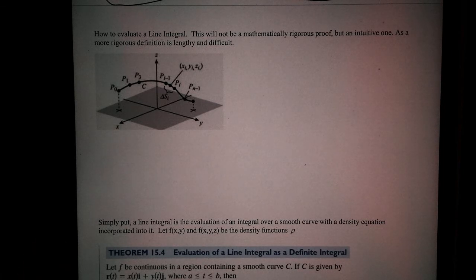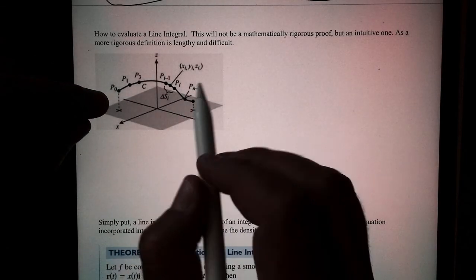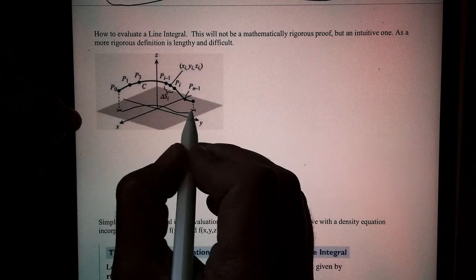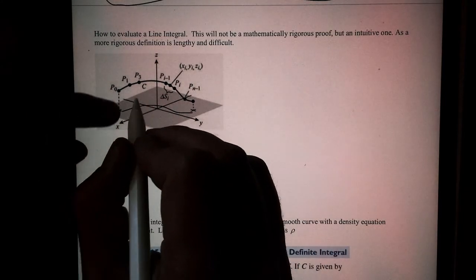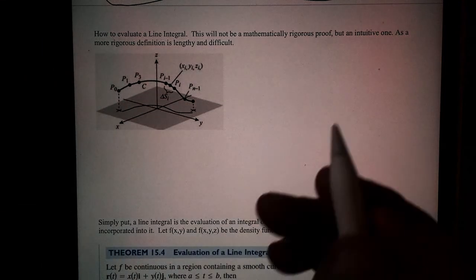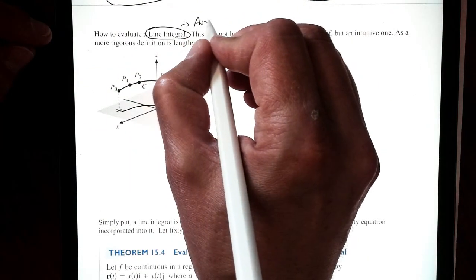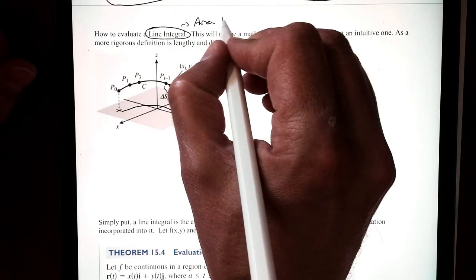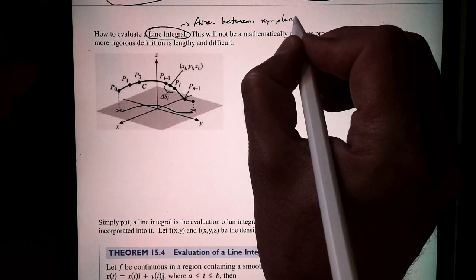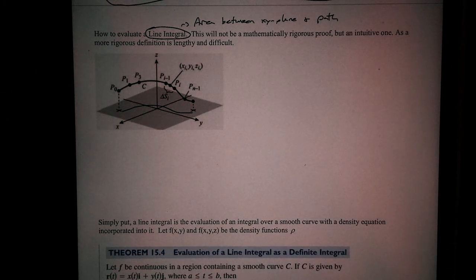Simply, the idea of what a line integral is: imagine we have a path right here, and we project it to the xy plane. We would get something similar looking like this. And you can imagine a sheet or a wall here, and we want to find the area of that wall. So that's what a line integral does. It gives us the area between the xy plane and the path. And that's what we're going to be looking for today. So let's talk about how we do this.